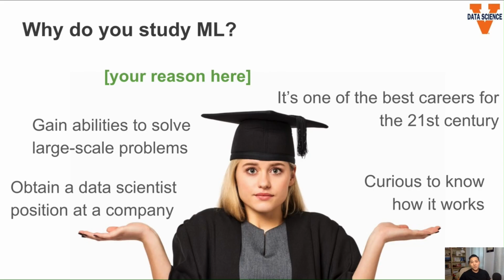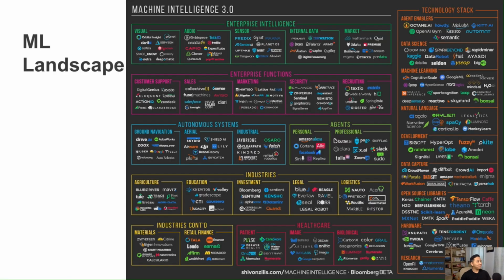Some of you may just be curious and want to see how it works. It seems interesting, and you want to learn the inner workings of machine learning. Some of you want to gain more ability to solve problems at scale, large scale problems, and it just happens to be one of the very good careers, the best career in the 21st century. So those are maybe some of the reasons. You might have your own. Maybe we can have a discussion about the reasons for us to study machine learning as well.